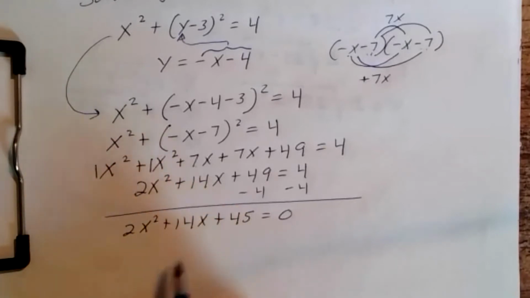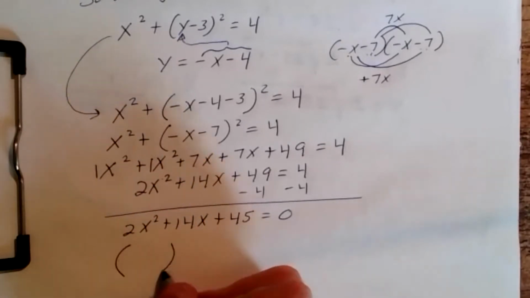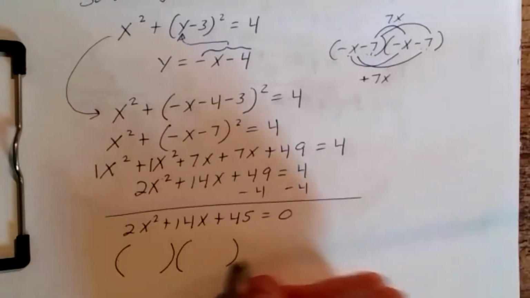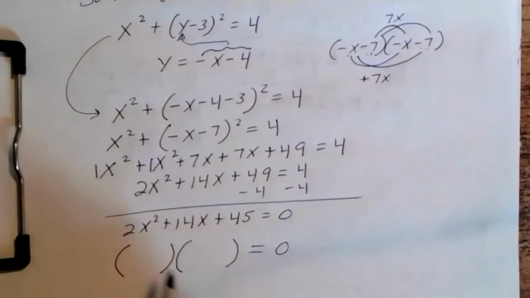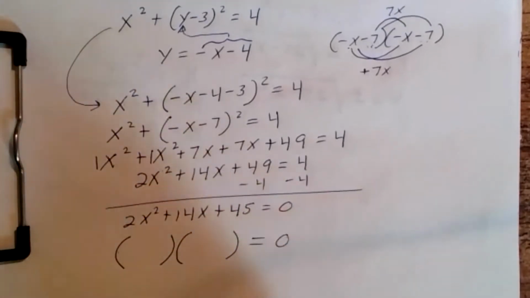Can I factor this trinomial, ladies and gentlemen? I don't care how you factor the trinomials, grouping method, trial and error method. The bottom line is we have got to get this trinomial factored. Anybody know how this thing would factor?